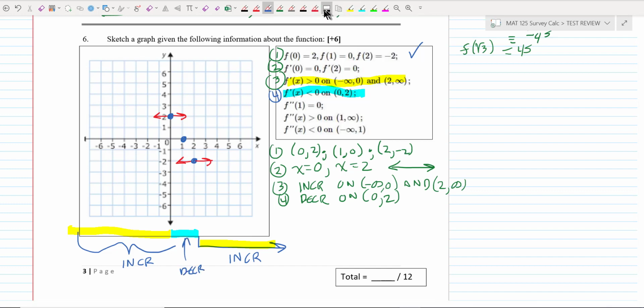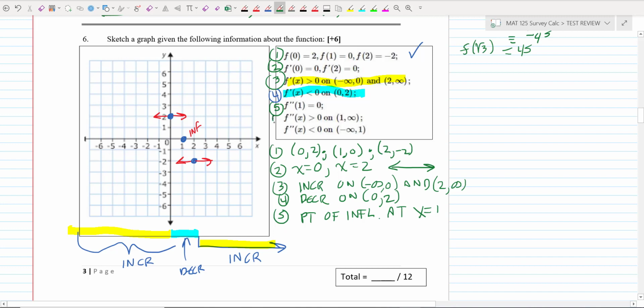Then we move on to number 5. The second derivative is 0. That means that you might have a point of inflection at x equals 1. If x is equal to 1, the second derivative is 0. There's a strong possibility that that's a point of inflection. So we already have that point here, and I'm just going to write a note to myself: inflection point when x is 1.